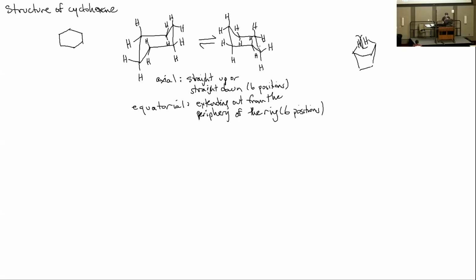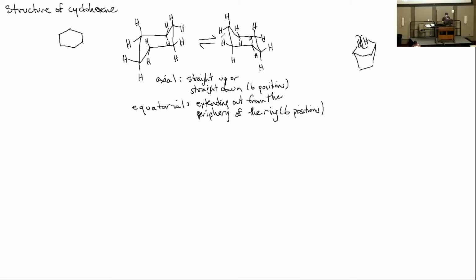So as I said, this equilibrium that you see here is very rapid at room temperature. And by the way, this really is an equilibrium. So here we really do have things flipping back and forth. This is not a resonance situation. You'll notice I'm using the equilibrium arrow. And those two chair forms, we're going to use models and so forth to help us see how to get from one to the other.